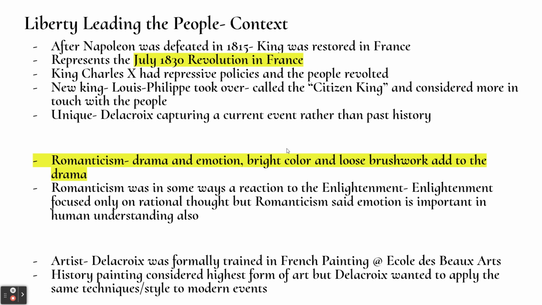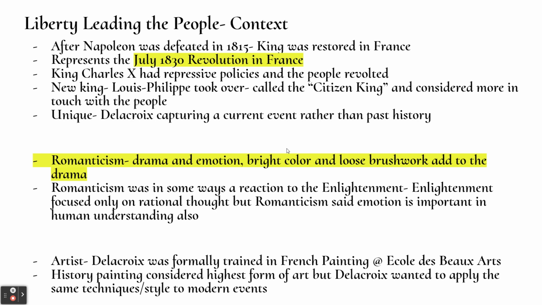And like I told you with the Goya, Romanticism was in some ways a reaction to the Enlightenment because the Enlightenment focused on rational thought, but Romanticism said emotion is also important for human understanding. The artist Delacroix was formally trained in French painting at one of the official French schools. And like I said, history painting was considered the highest form of art, but he wants to elevate a modern event to the same level using the same kind of setup.